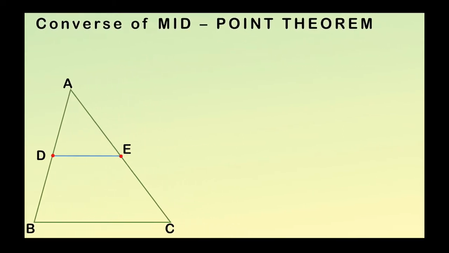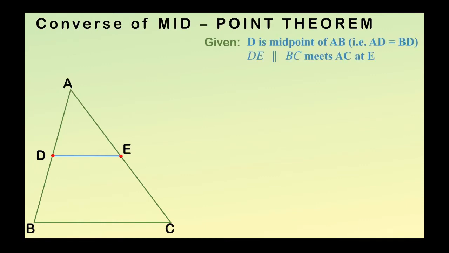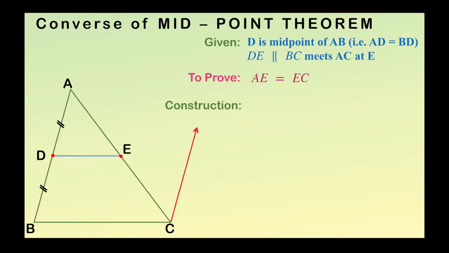So we are given AD equals BD and DE parallel to BC, and we need to show that AE is equal to EC, which means E is the midpoint of AC. Like the midpoint theorem, the same construction is required here also. Draw a ray CX parallel to AB and extend DE to meet CX at F.